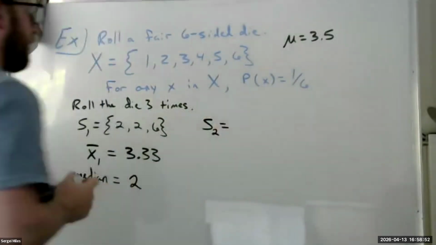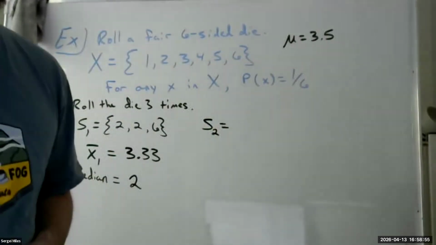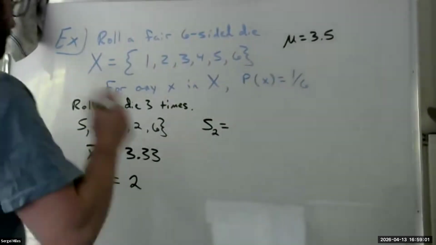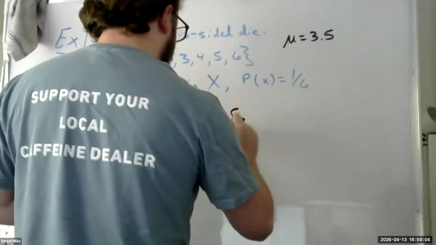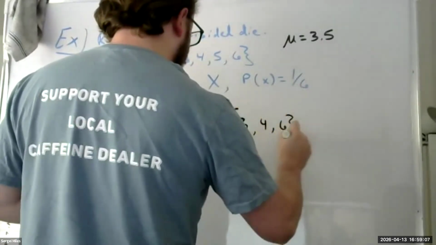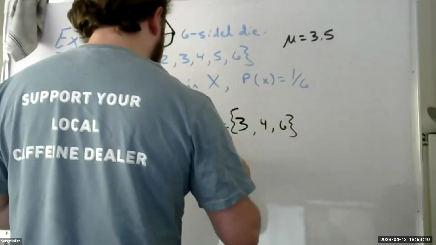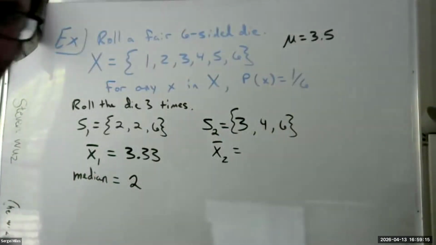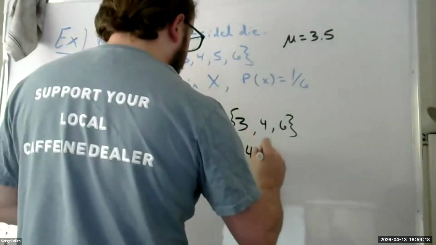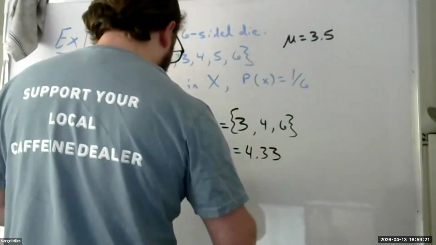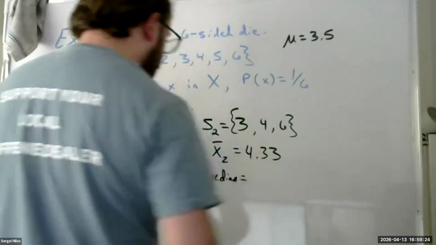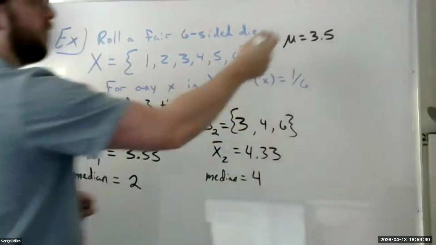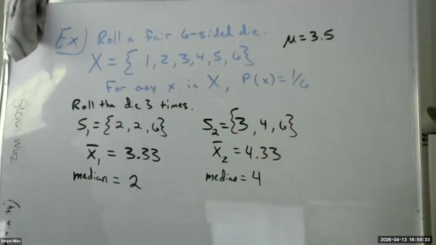I have sample 2. I roll the die 3 times. This is a different sample. And for this sample, we get 3, 4, and 6. All right. Well, now the average for my second sample will come out to be added up and divided by 3. We'll have 4.33, and we'll have a median of 4.